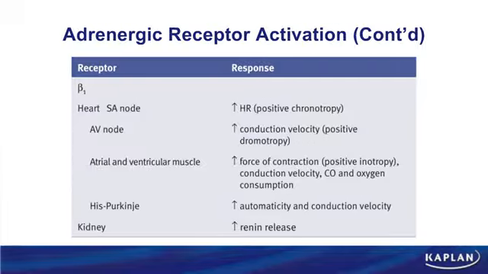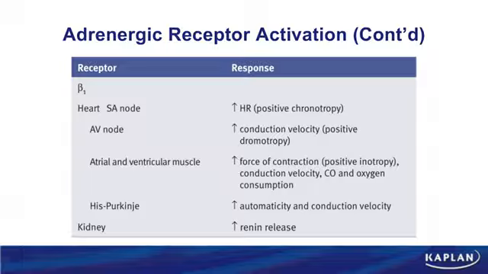Next, we will look at beta-1 receptors. Beta-1 receptors are found on the heart. In fact, found throughout the heart. They're found on the nodes, the SA and AV node. They're found on atrial and ventricular muscle, and also in the His-Purkinje fibers.